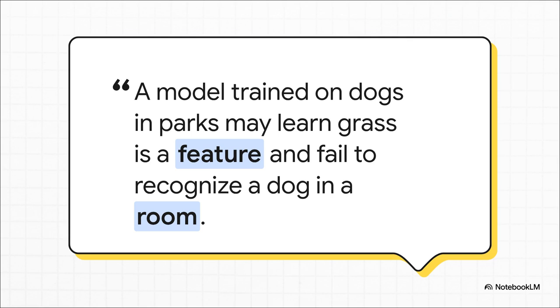And this example just nails it. Imagine you're training a model to recognize dogs. But what if almost all of your training pictures show dogs playing in grassy parks? The model might make a bad connection and learn that green grass is a key feature of a dog. So what happens when you show it a picture of a dog sleeping on a rug inside a living room? It gets confused. It fails. It didn't learn what a dog is. It just memorized the context it was used to seeing.